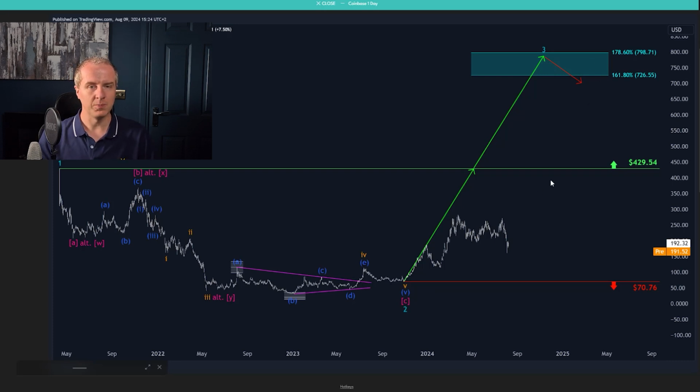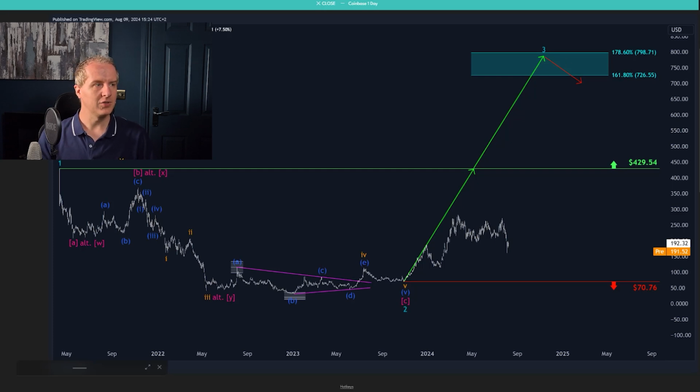First of all, the bulls need to get the price above this $429.54 level, which we call wave 1 top. So the idea is this was a wave 1, wave 2 correction, and we're now in a third wave rally to the upside. Typically in a third wave, we want to see the price get to the 161.8% extension, and that is around $720. That's normally the minimum expectation for such a third wave, but it can definitely go higher as well. But this is long term.